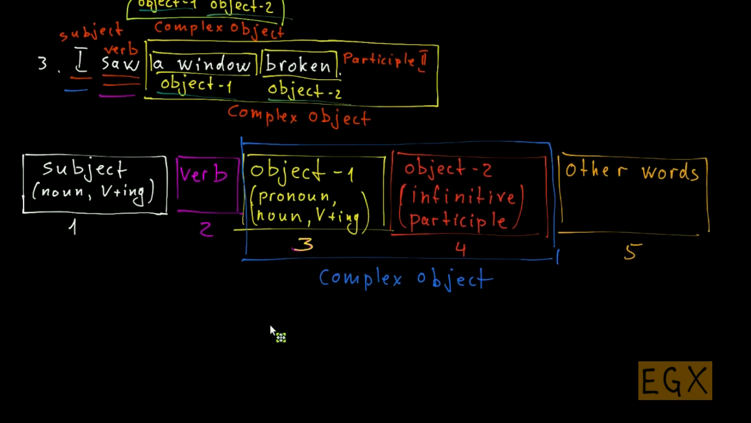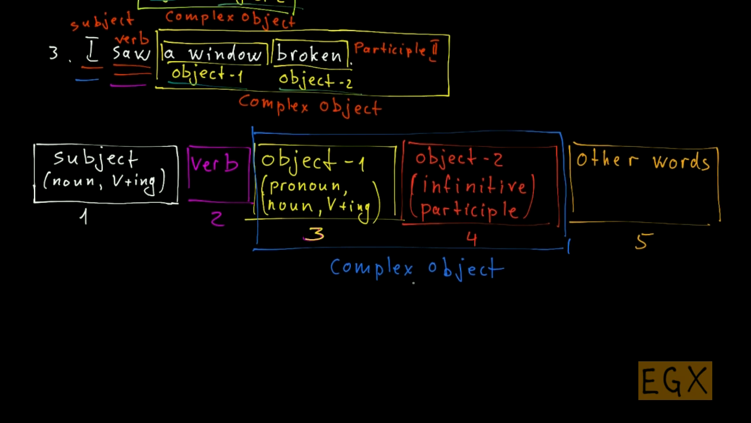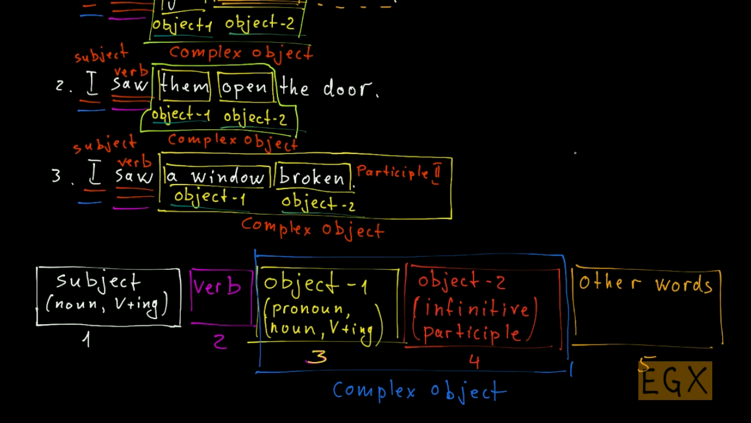Just remember this scheme, because in English sentence the order of verbs is always strict. So just remember the first position subject, then verb, then object number 1, pronoun or noun, then object number 2, infinitive or participle, some forms of them, and then other words, and that is all. And this is it, as simple as that.